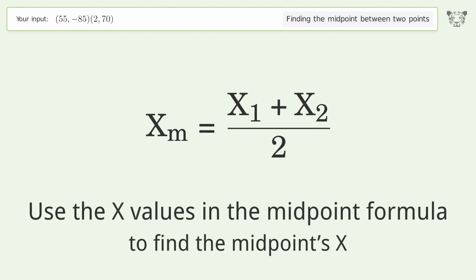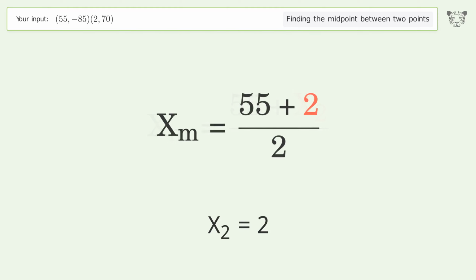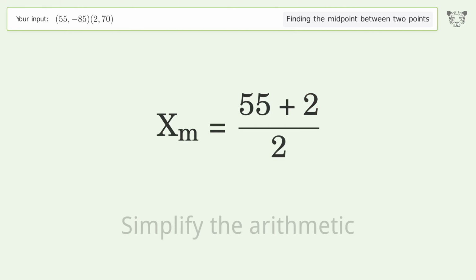Use the x values in the midpoint formula to find the midpoint's x. x1 equals 55. x2 equals 2. Simplify the arithmetic.